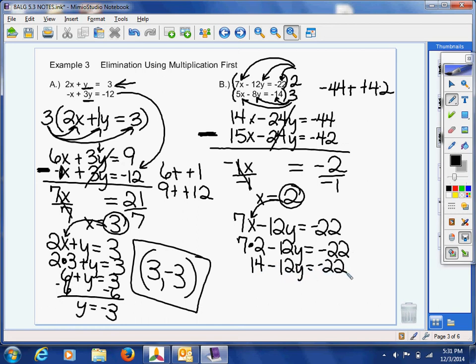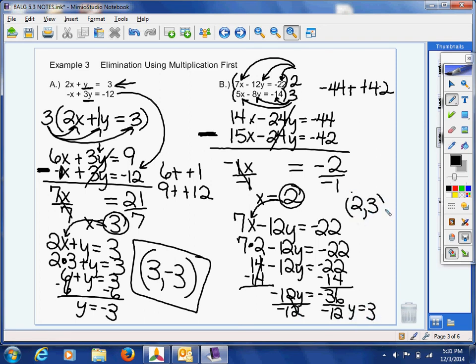2-step equation. So we're going to take away 14 from each side and I've got negative 12y is equal to negative 36. Divide each side by negative 12, and I've got y is 3. So my point of intersection appears to be 2, 3.